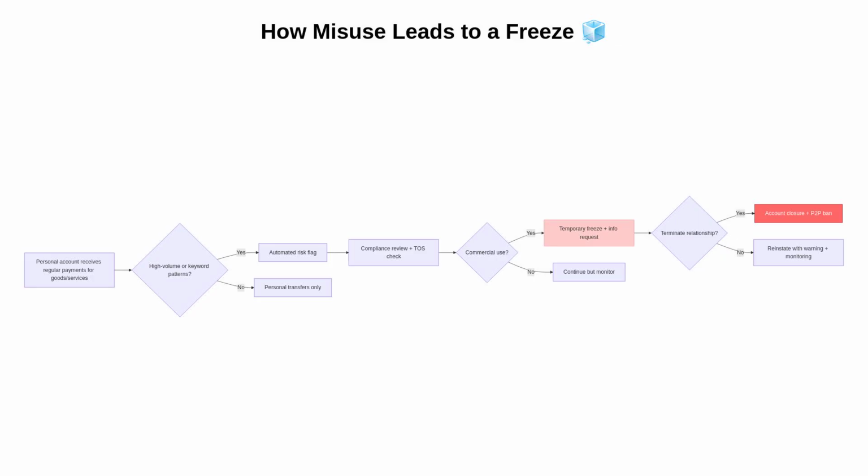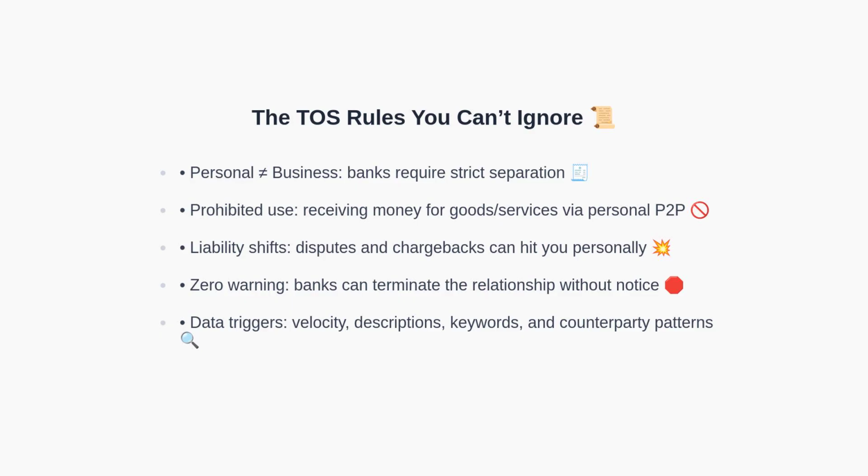This progression explains why seemingly sudden freezes often follow identifiable patterns. Terms of service draw a bright line between personal and business use. Banks require strict separation and typically prohibit receiving payments for goods or services via personal P2P. If you cross that line, liability for disputes and chargebacks may fall on you personally. Additionally, banks often reserve the right to terminate the relationship without prior notice. Detection can be driven by transaction velocity, payment descriptions, known commercial keywords, and patterns among your counterparties.